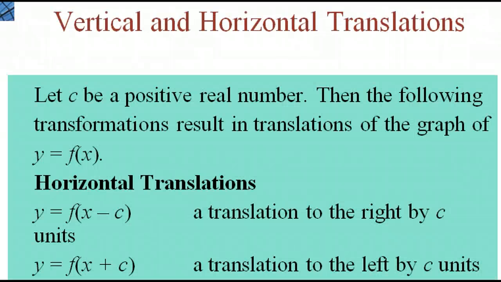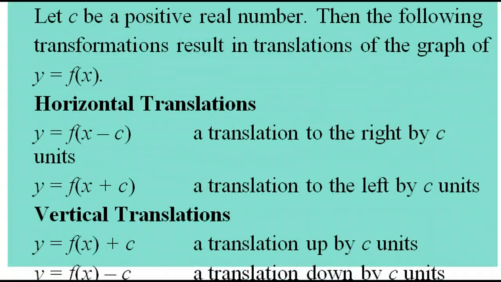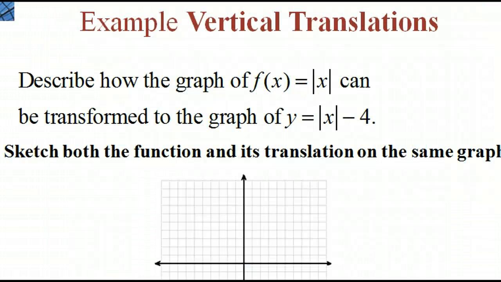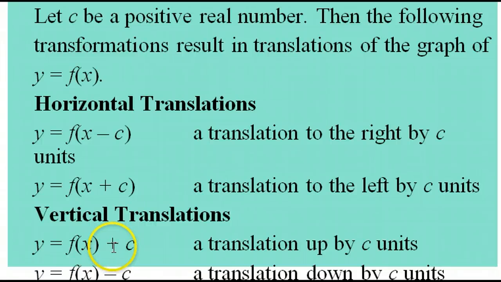So here are the rules for the vertical and horizontal translations. If we start off with some function y equals f of x, the horizontal translations occur within the parentheses. So x minus c and x plus c are within the parentheses, and it is the opposite. When you subtract c, you translate to the right by c, and when you add c, you translate to the left by c. The vertical translation is outside of the parentheses. So outside of the parentheses, when we add c, we go up c, and when we subtract c, we go down c.